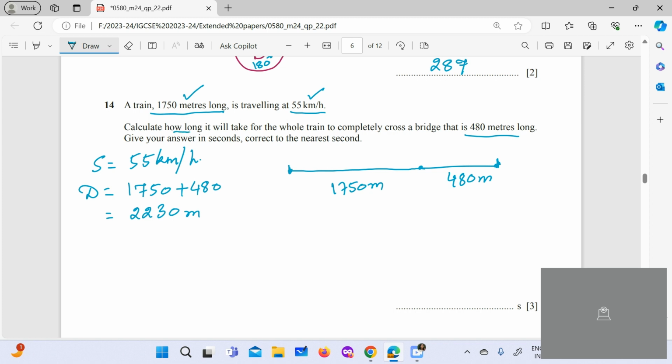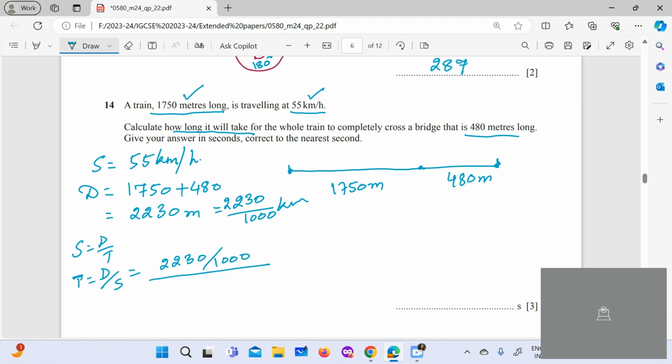Since your question is calculate how long will it take. Okay, so you have to tell the time. Okay, so we know that speed is equal to distance over time, and time is equal to distance over speed. Okay, so we will do this now, and since our speed is given in kilometer per hour, so we will write this distance in kilometer as well. Yeah, so I will just divide it. I will write it like this. Okay, now I will plug in these values here, and we will get 2230 over 1000 upon 55.